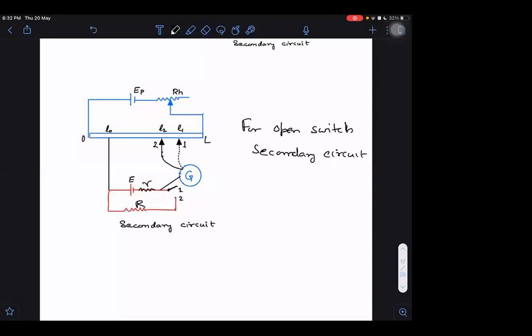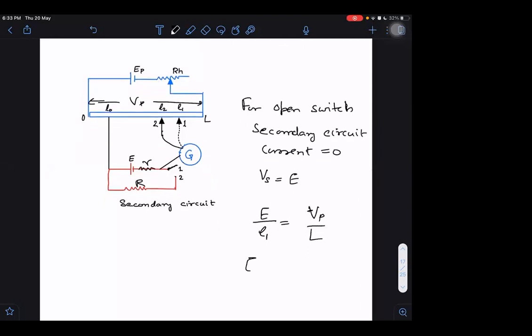Then in the secondary circuit, current will be 0. And if it is 0, then the potential difference in the secondary circuit will be just equal to the EMF, E. E divided by L1 will be equal to Vp by capital L. Then what is E? E is equal to Vp into L1 by capital L.